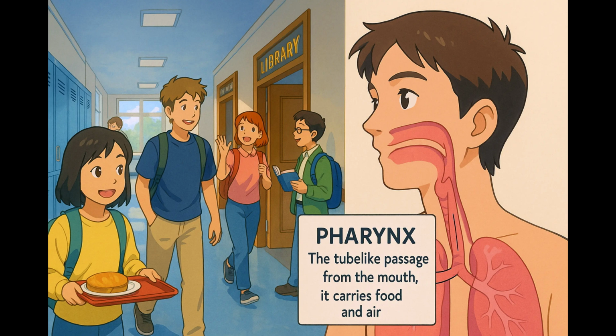library. The pharynx functions just like this hallway, directing both food, like students heading to the cafeteria, and air, like students going to the library, to their respective destinations, the esophagus and the trachea. Just as the hallway efficiently manages two types of traffic without collisions, the pharynx ensures that both food and air are directed safely and appropriately through the body.